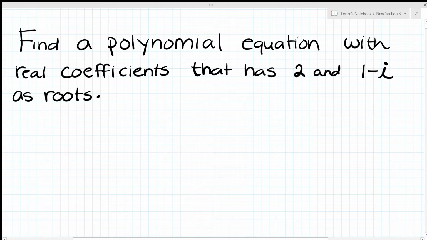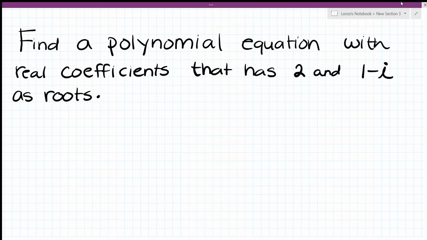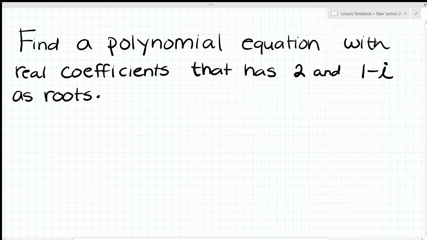So let's read the problem. It says, find a polynomial equation. Find the polynomial equation with real coefficients that has 2 and 1 minus i as roots. So this 1 minus i is what might throw you off because you're not really used to imaginary roots.